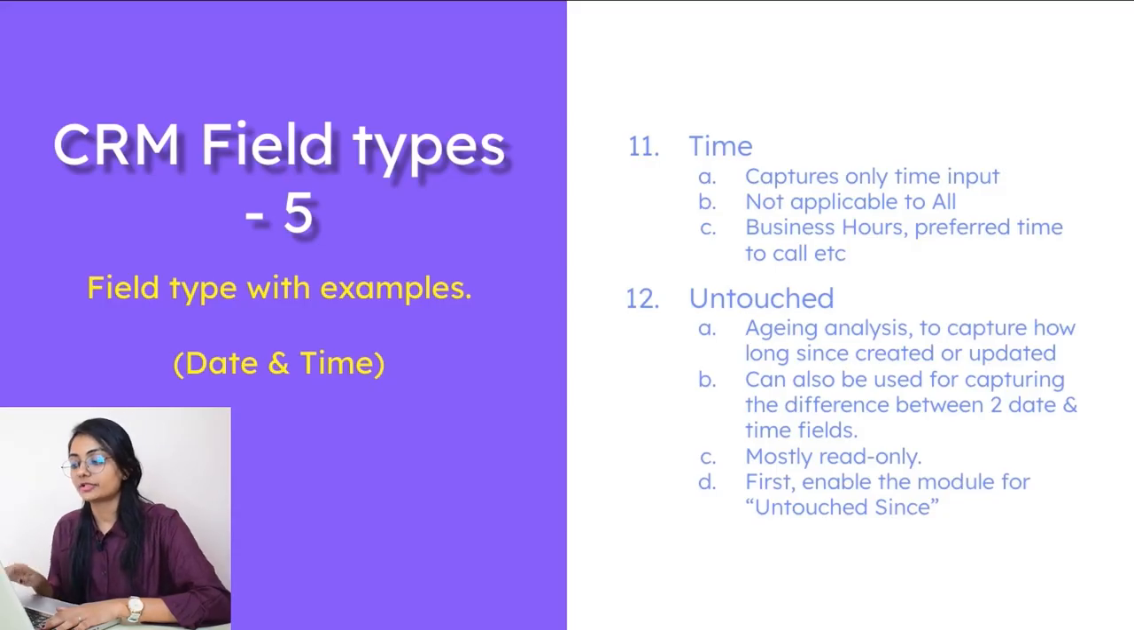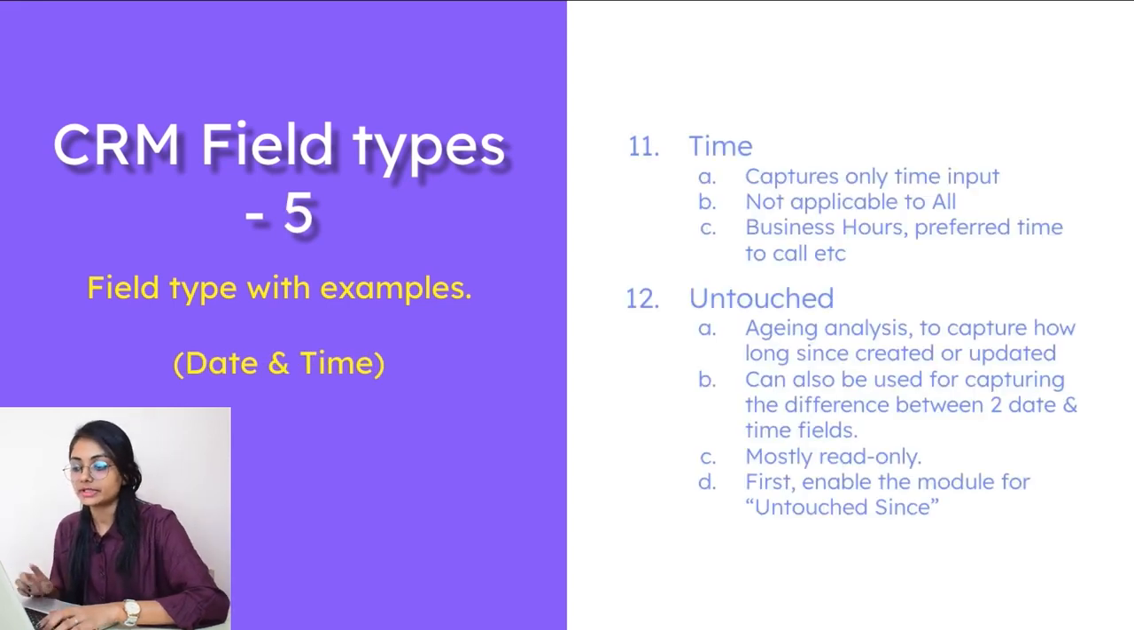The untouched field type is mostly used in read-only formats. That means you can use these types of fields in the detail view from the analysis point of view. Because the user does not need to give any inputs manually, this field type should not be in edit mode anywhere. And to use this feature, you have to first enable the untouched since feature at the module level. Only then can you use this field type.